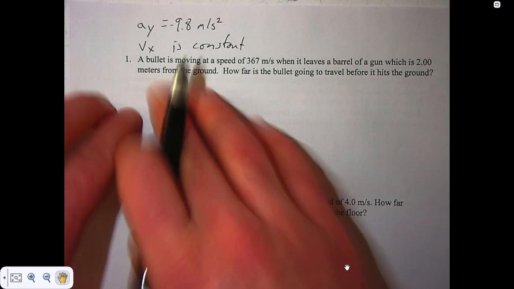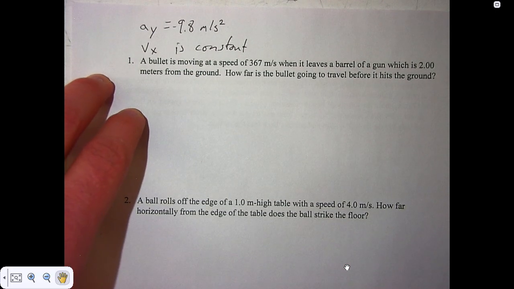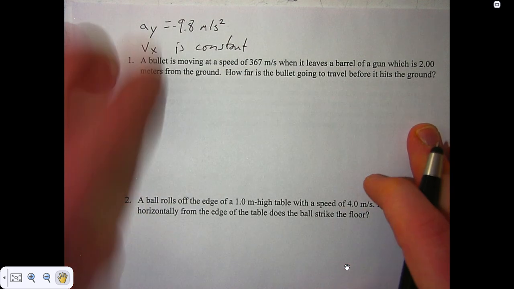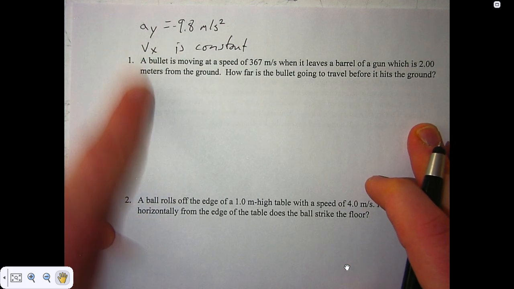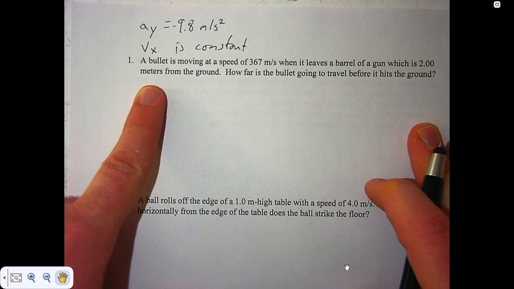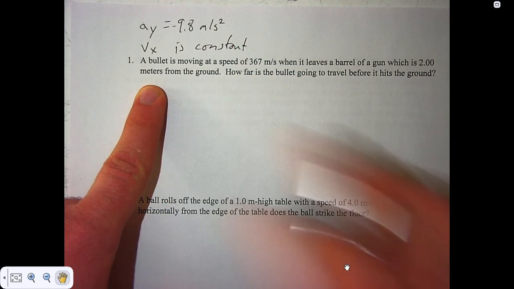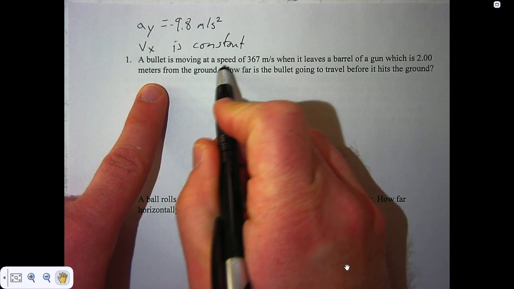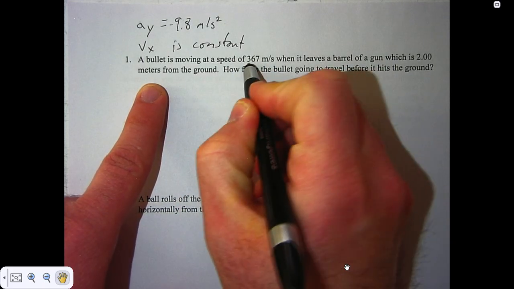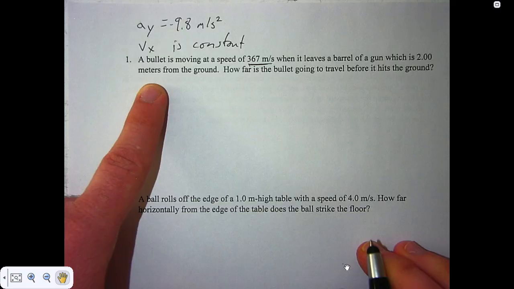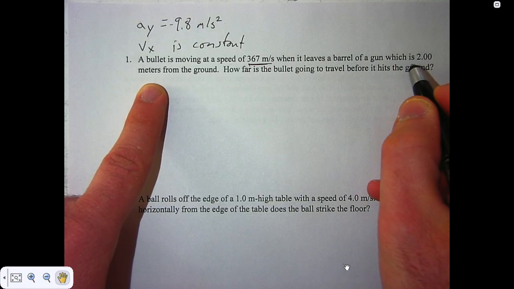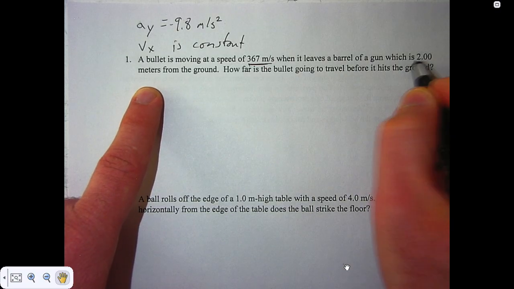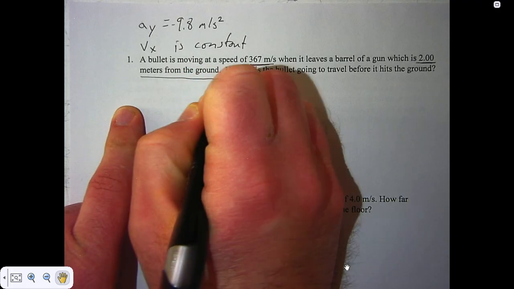All right, continuing along. On to the problem. Knowing that these things are constant, let's identify what's been given, what's not given in number one. A bullet is moving at a speed of 367 meters per second when it leaves the barrel of a gun, which is 2 meters from the ground.